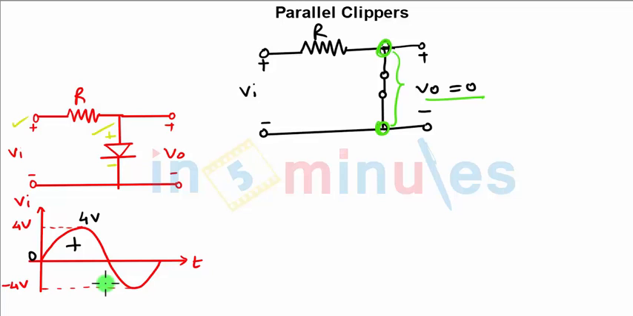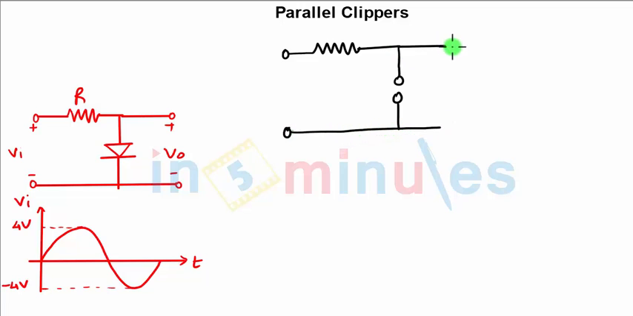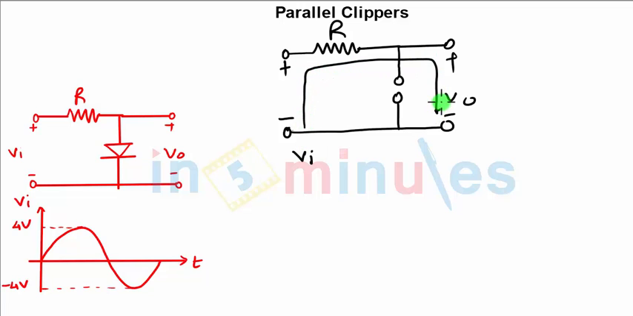What will happen in the negative half cycle? The diode will be reverse biased. How? In the negative half cycle, the circuit diagram will now be: you have the resistance, then the diode will be open circuited, then you have the output VO. So when you apply KVL from the input side to the output side, it will be Vi. From where to where will you apply KVL? From this point to this point.